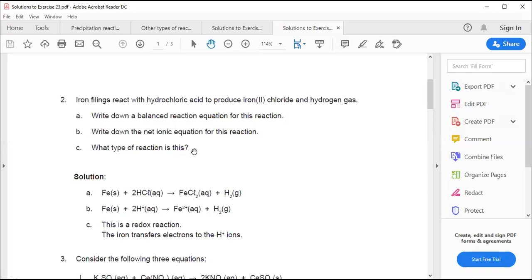What type of reaction is this? This is a redox reaction. How do you see that it is a redox reaction? Let me just take a screenshot here. I'll explain.